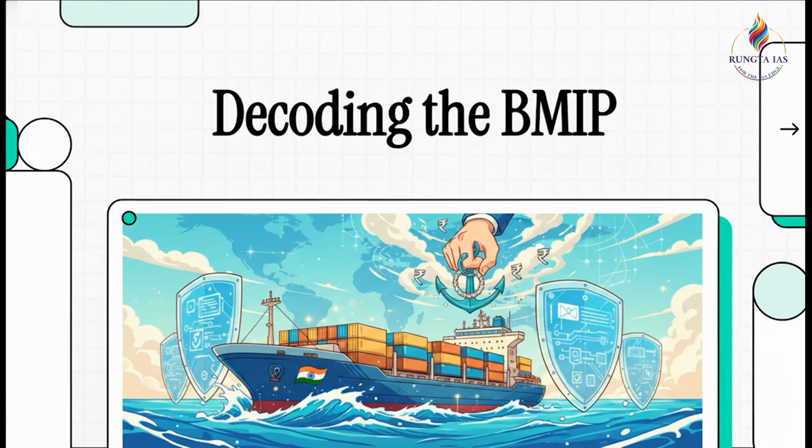Welcome back, aspirants. Today's explainer is an absolutely crucial one for your General Studies Paper 3 Economy preparation. We're decoding a very highly anticipated topic, the newly formed Bharat Maritime Insurance Pool, or the BMIP for short. It's basically a textbook example of how a government steps in to secure macroeconomic interests when the globe is facing massive uncertainties. So, let's just dive right in, shall we?